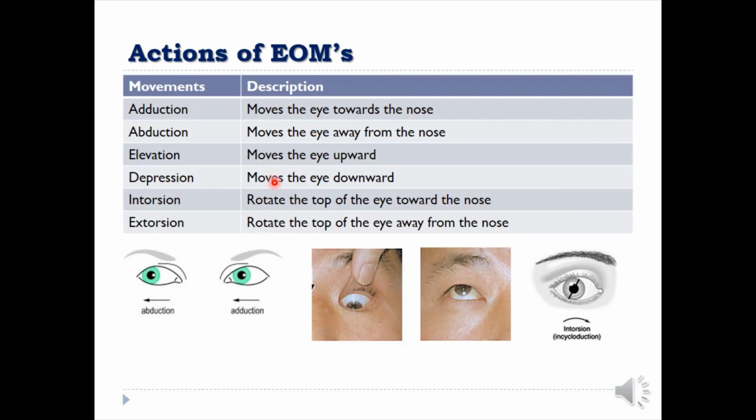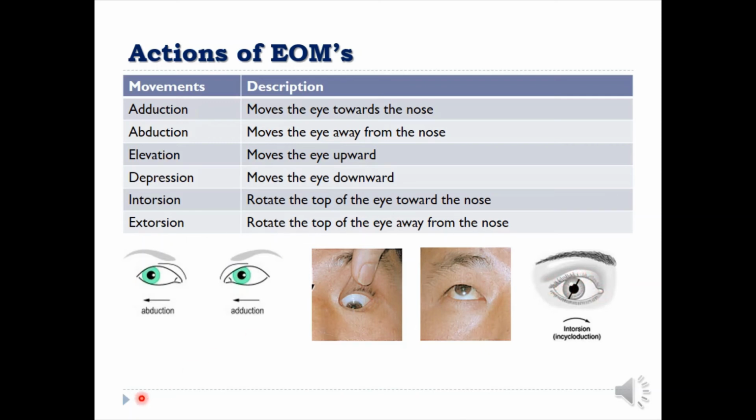Depression, opposite to elevation. Okay, the person is looking down, the eyeball is going down, so inferior rectus is controlling it. Okay, it is contracting and taking the eyeball down. So we finished four movements. Intorsion. Intorsion is nothing but rotating the top of the eye towards the nose. Now, when you're rotating the eye towards the nose, that is intorsion.